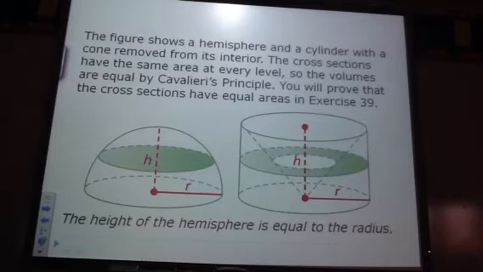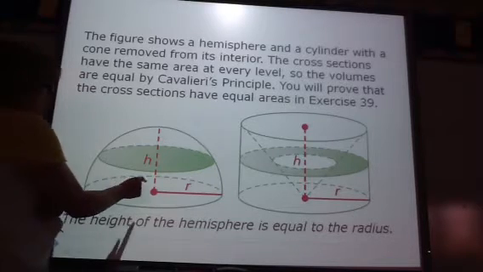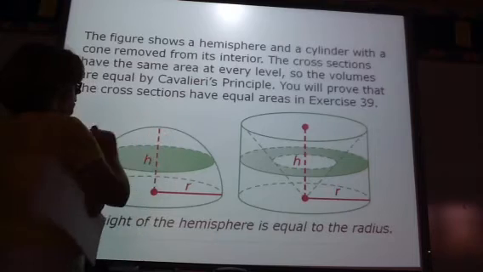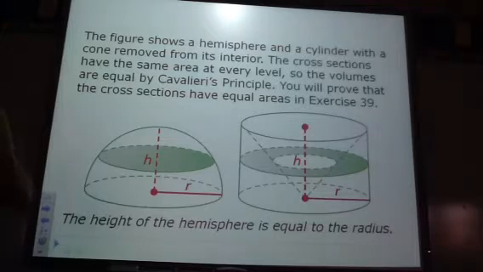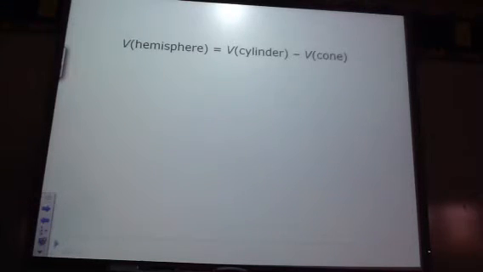The figure shows a hemisphere and a cylinder with a cone removed from its interior. The cross sections have the same area at each and every level, so the volumes are equal. You will prove that the cross sections have equal areas in exercise 39, so we'll look at that later. The height of the hemisphere is equal to the radius because it's in the center point and the other end point is on the sphere.